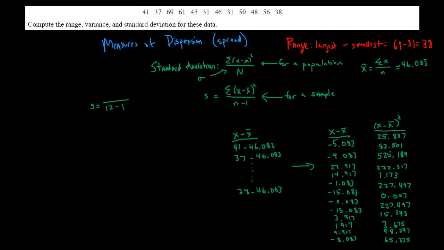65.334 plus 98.347 plus 3.675 plus 15.343 plus 227.497 plus 0.007 plus 227.497 plus 1.173 plus 222.517 plus 525.189 plus 82.501 plus 25.837.